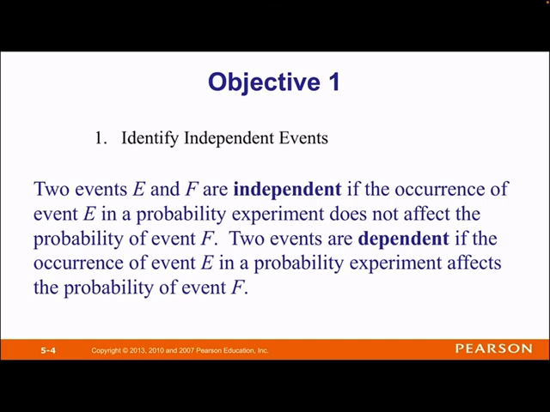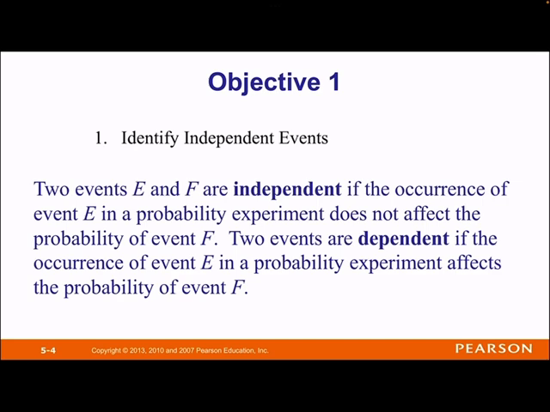So 2 events, E and F, are independent if the occurrence of event E in a probability experiment does not affect the probability of event F. So for example, if I have a baby, it's either a boy or a girl. If I have a boy and then I flip a coin, it doesn't mean in any way, shape, or form that I'm going to definitely flip a head when I toss my coin. So the probability of one in no way affects the other.